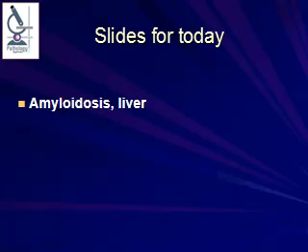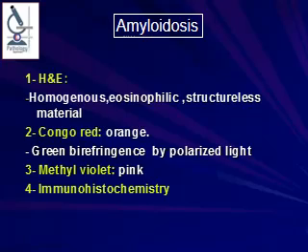Considering the slides for today, we have amyloidosis in the liver. As we know, amyloidosis is seen as an extracellular material. It's a proteinaceous material seen extracellularly. By H&E, it appears as homogeneous, eosinophilic, structureless material. It's like you have colored these areas by pink color. Structureless means that there are no cells within this material or no cellular debris.